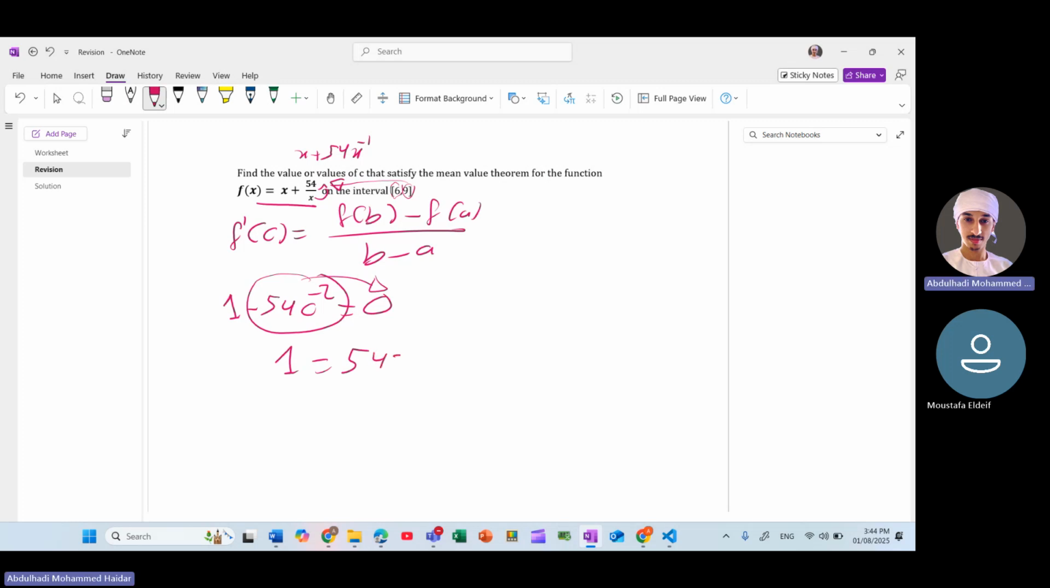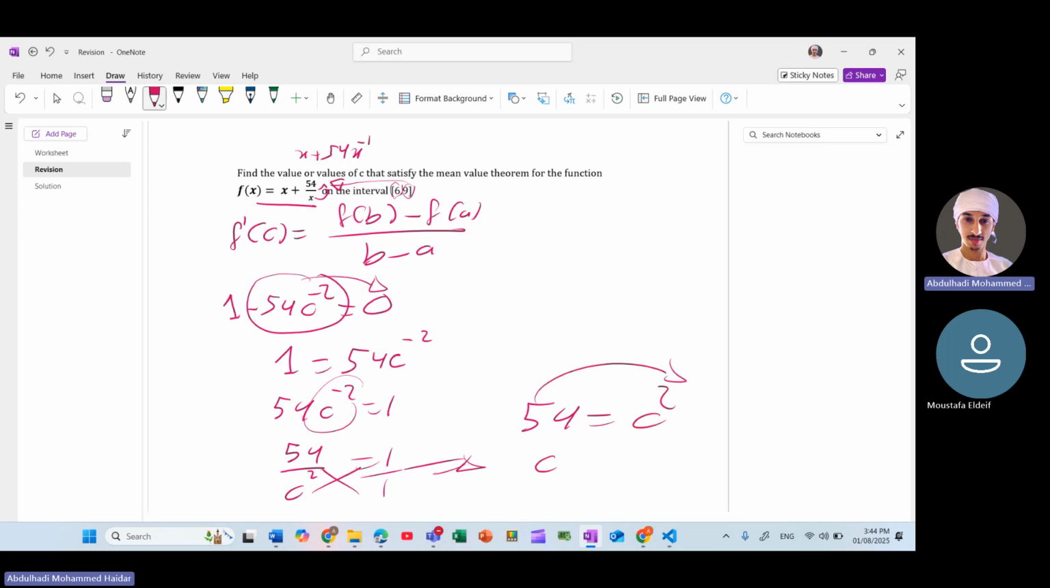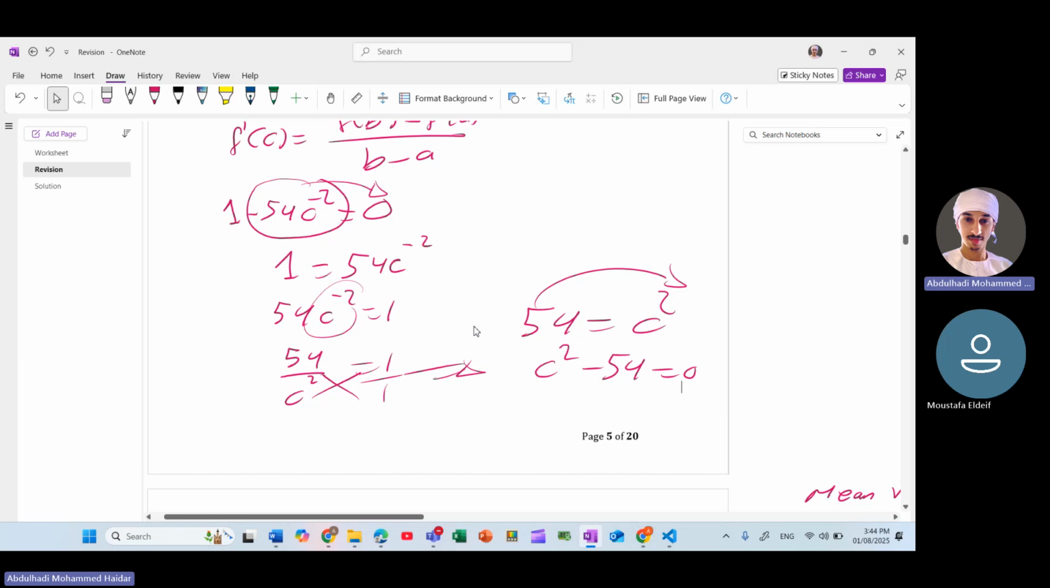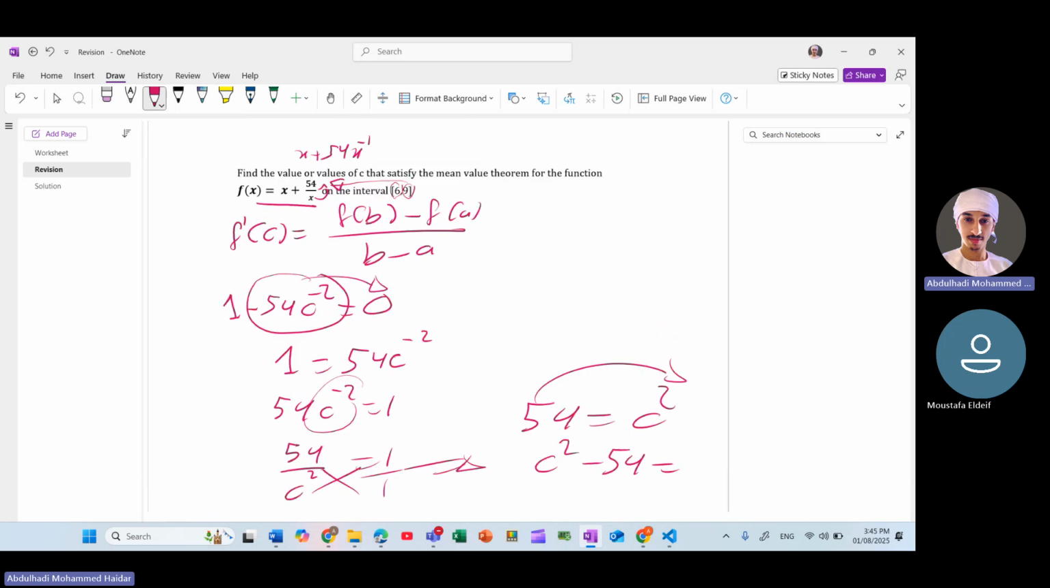Okay, so c minus 2, and then just switch. Same thing. And because it's minus, it's going to be downward. Okay, equal to 1. Cross product. So it's going to be what? 54 equal c squared. C squared minus 54 equal to 0. Or you can just square the two sides as you wish. So the solutions are what?